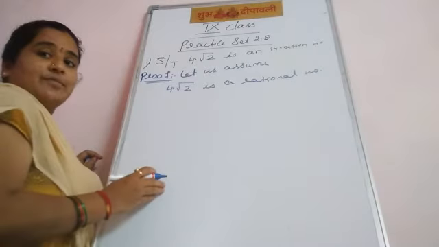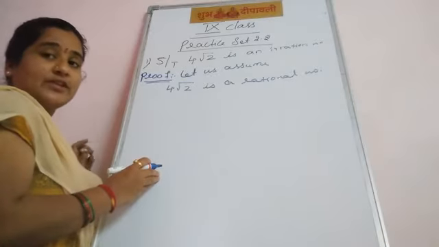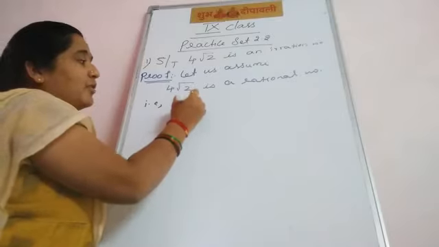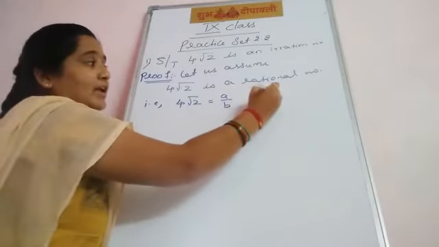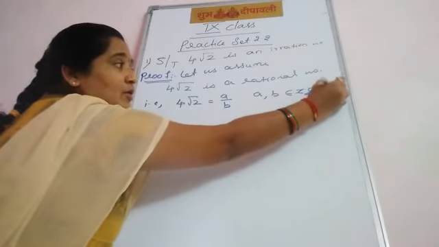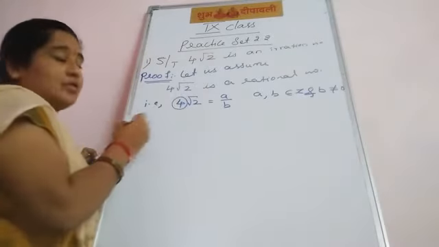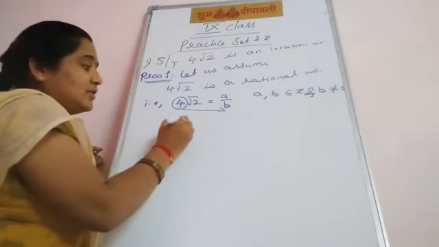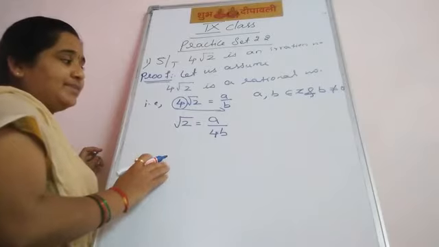Rational number means what? P by Q, such that P, Q belong to Z and Q not equal to 0. That is, 4 root 2 equals A upon B, where A, B belong to Z and B not equal to 0. Now this 4 I send to the right side denominator. Root 2 equals A upon 4B.